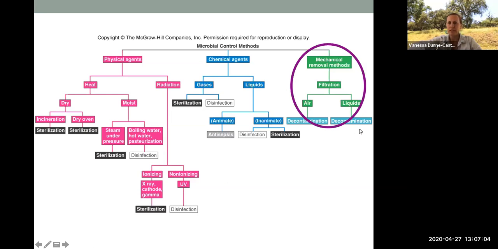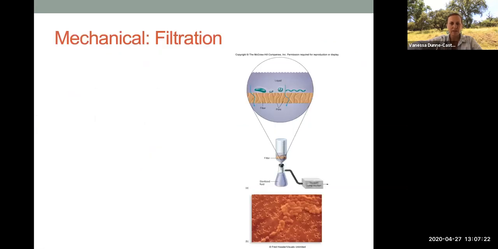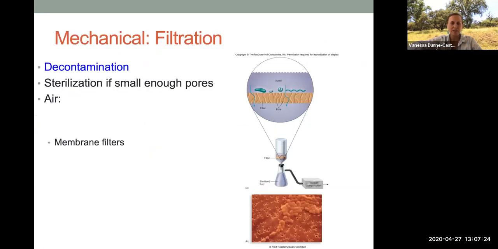Over here in green is another category. This is mechanical removal. And really for your textbook, we're just talking about filtration here. That would be HEPA filters for air or membrane filters for liquids. Note that in all of these categories, decontamination is essentially the highest level, and we'll discuss that here. So decontamination is, if you recall, physical removal of most microorganisms from something.